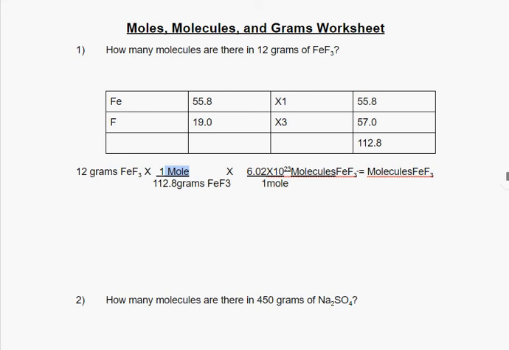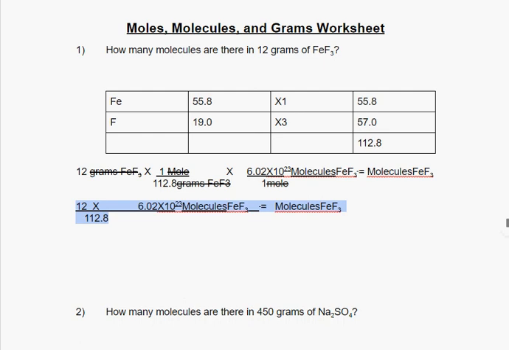All right, so let's see what happens when everything cancels out. First we cancel out grams. Grams of this divided by grams of that equals 1, so it just cancels out. Moles divided by moles equals 1, so that cancels out. So all I'm left with is the number 12 times 6.02 times 10 to the 23rd molecules divided by the number 112.8, and that is going to equal the number of molecules. So I leave those numbers: 12 times 6.02 times 10 to the 23rd divided by 112.8. And you can do that one way or the other.